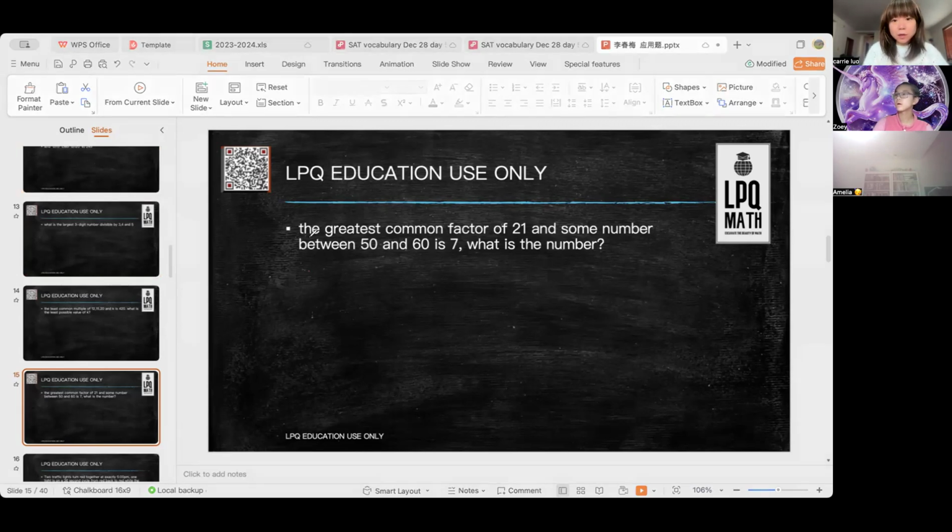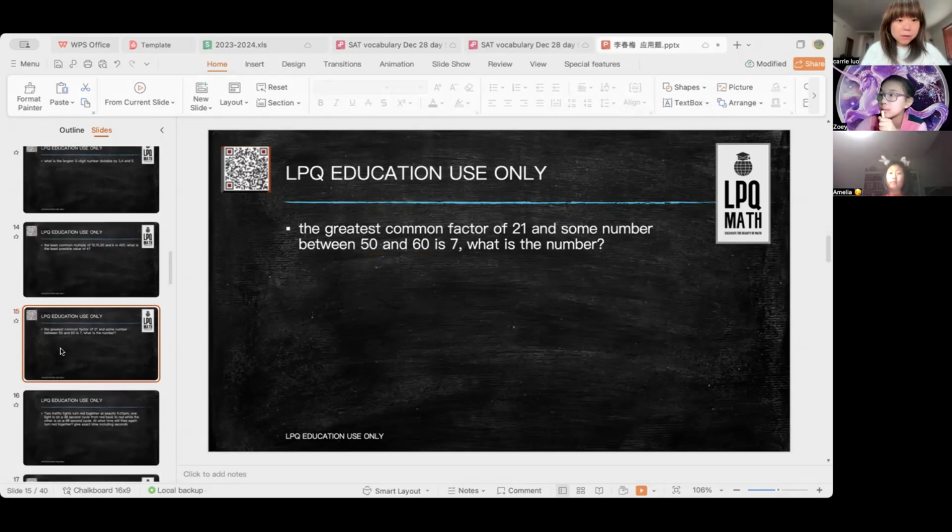Okay, the greatest common factor of 21 and a number between 50 and 60 is 7. That means they only share one common factor, right? So 21 equals 3 times 7. So that number cannot be divisible by 3. It can only be divisible by 7. So it's 56. Correct? Okay. Did you get it right?